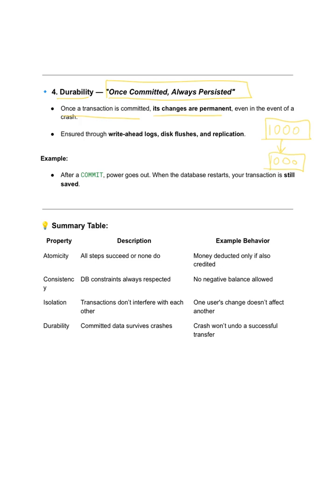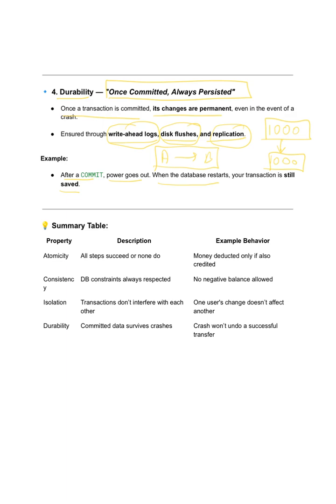It ensures write ahead logs, disk flushes, and replication are handled very well. After a commit, if the power goes down, then when the database restarts, your transaction is still saved. It does not happen that your transaction is invalidated or lost. It won't happen there, right? So please note that write ahead logs, disk flushing, and replication, which means you are copying A to B, right? Then your system remains consistent, and this is called durability.